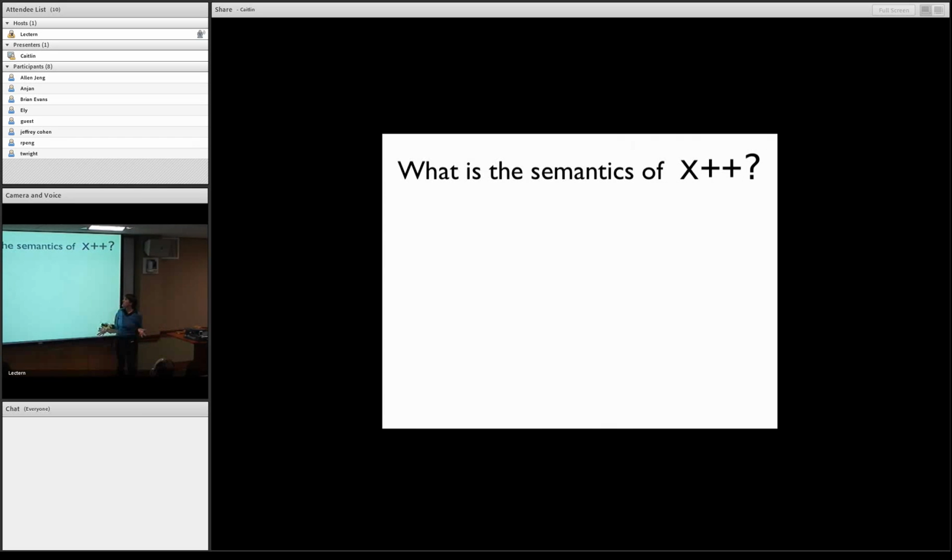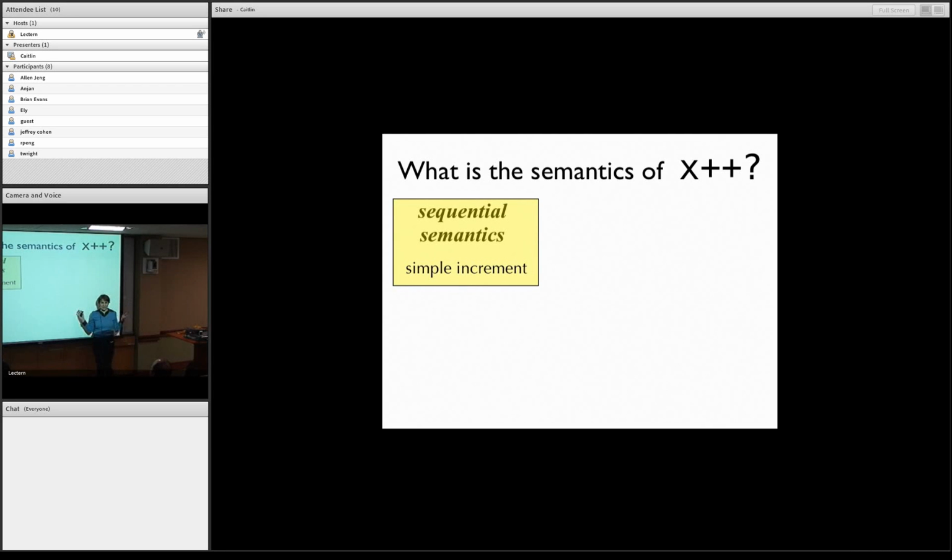So what is the semantics of X++? You guys have seen X++ before. It's in many different languages. It's pretty common. Add one to itself. Increment your variable. So in sequential semantics, it's just a simple increment, right? You're just adding one. But X++, even though it looks like one programming statement, what is it doing?